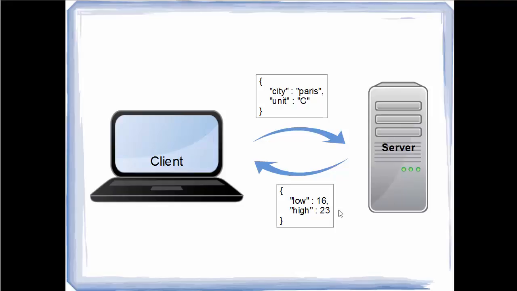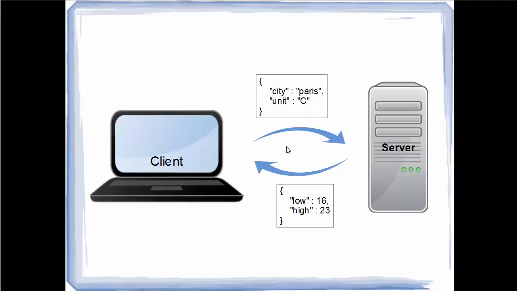In the same way, once your server has some data, it's going to send it in this format. Here low means low temperature, so low is a key and 16 is the value, right? High is the key and 23 is the value, right? So this is the format of a very simple JSON, which can be sent from the client to the server and then from the server to the client. JSON is essentially a data format.